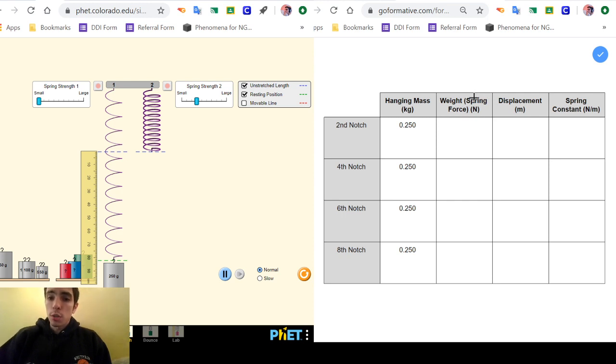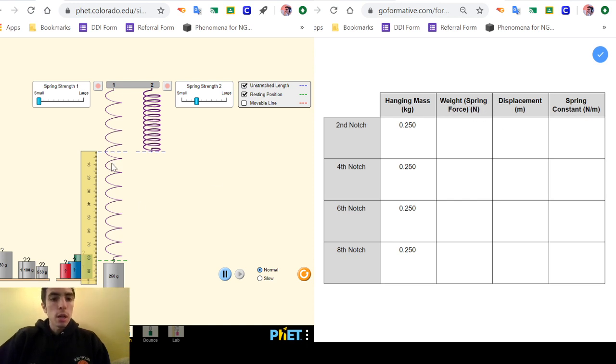I put in parentheses spring force because also in the video I showed that on our free body diagram, our force of gravity or our weight should be equal to the upwards spring force that we have. So you could think about this as calculating the weight. That's also calculating the spring force, though, in newtons.